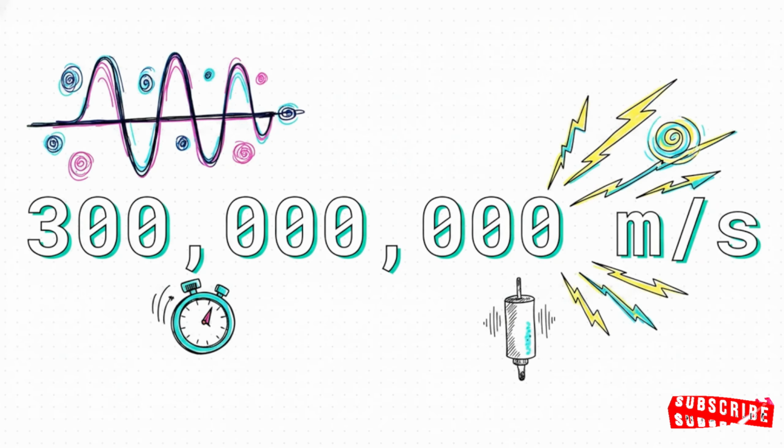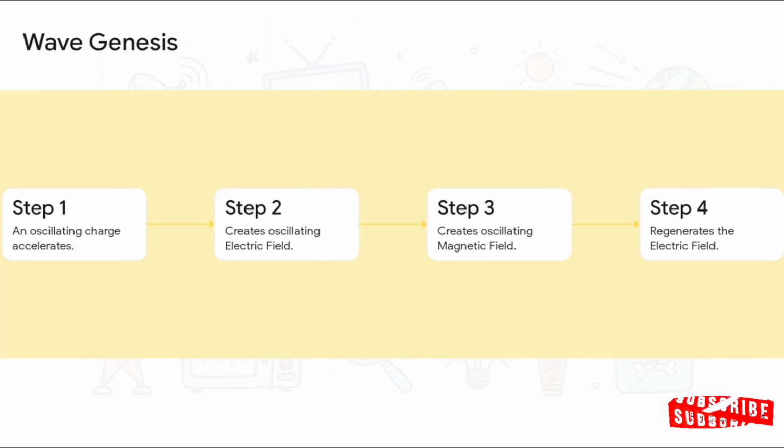But how fast does this dance actually move? Well, because a vacuum has an intrinsic, unchanging resistance to magnetic fields, which we call permeability, and to electric fields, called permittivity, theoretical physics dictates a strict universal speed limit. When you plug those intrinsic vacuum constants into Maxwell's math, it spits out exactly 300 million meters per second. And guess what? That happens to be exactly the speed of light, definitively proving that light itself is an electromagnetic wave.